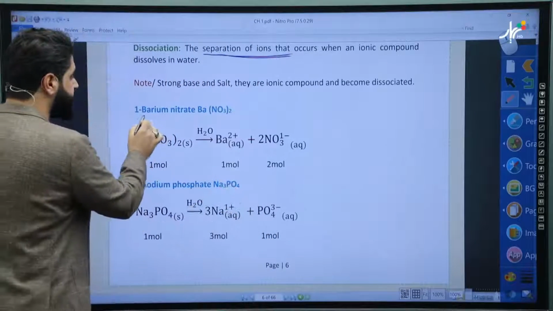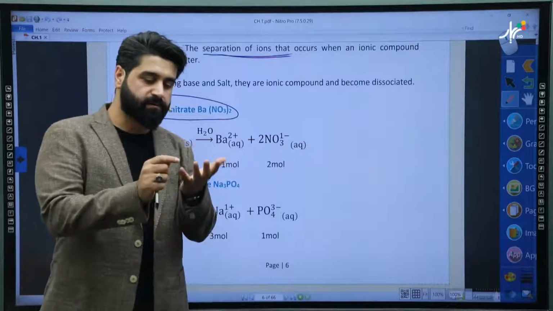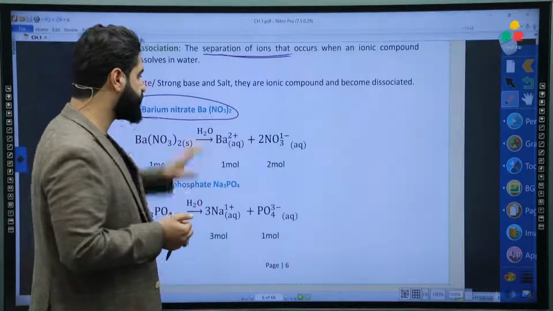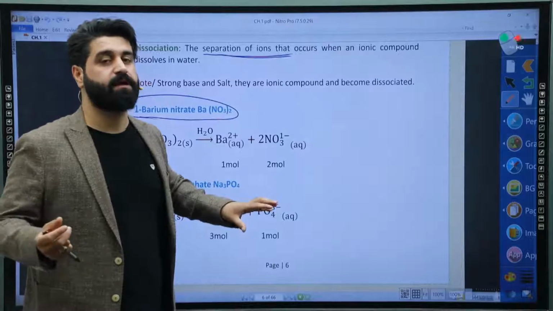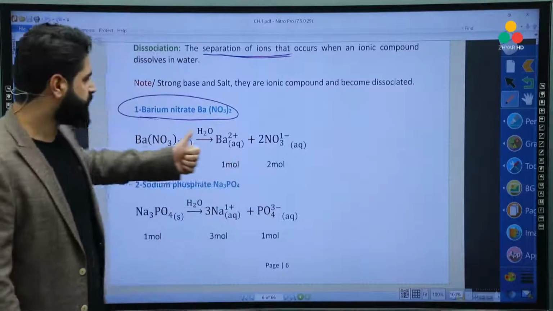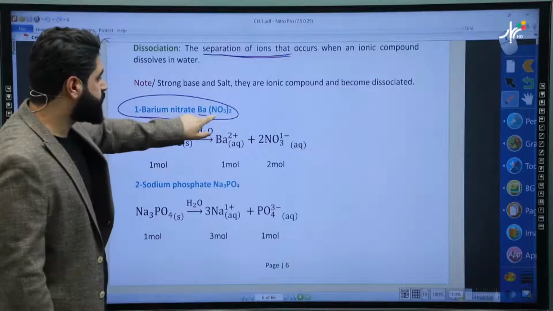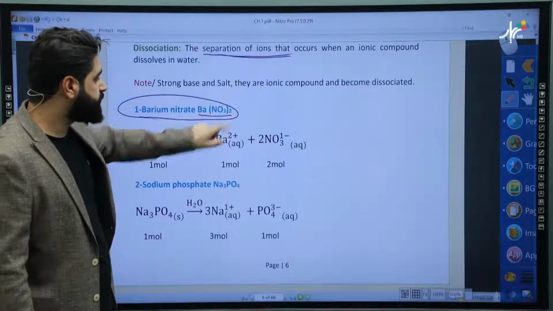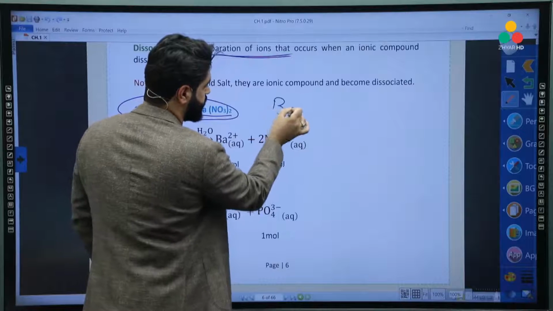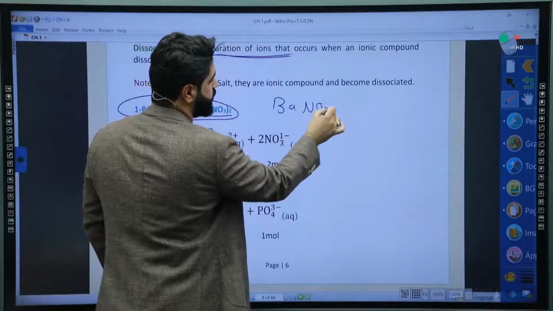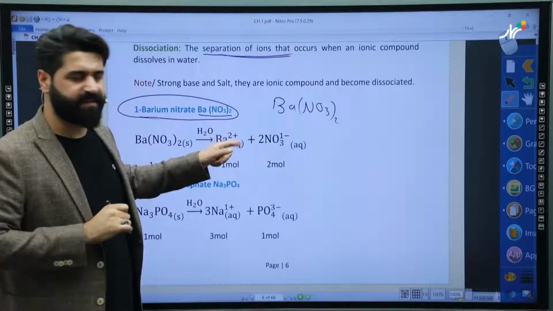For example, we have barium nitrate. First of all, you have to know how to write its chemical formula. Without a chemical formula, you will be disabled. You cannot do anything without a chemical formula. So barium nitrate is Ba(NO3)2. First of all, it's a salt, so it will dissociate.